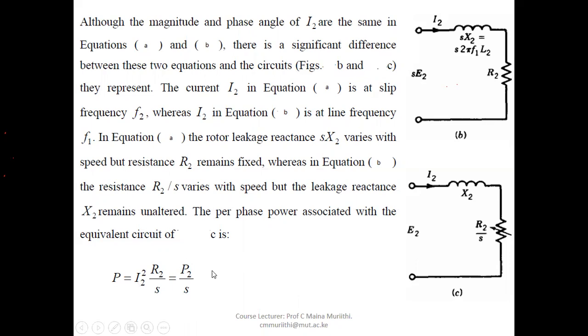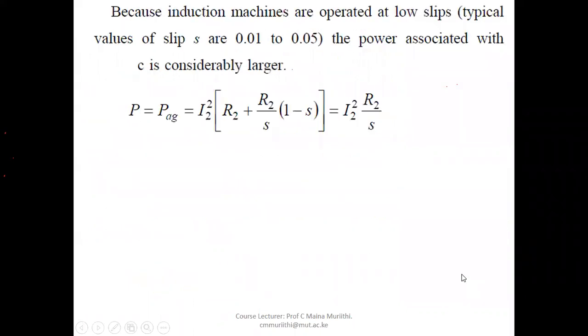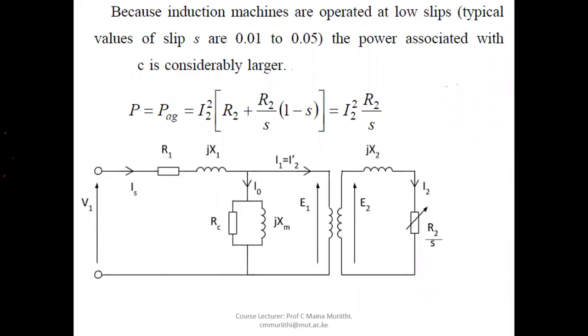It's actually the initial power divided by S. So again, since we are dividing by a fraction, this represents a bigger value. It is actually known as the air gap power. That is the power that is transferred from the primary side, which is the stator, across the air gap into the rotor.